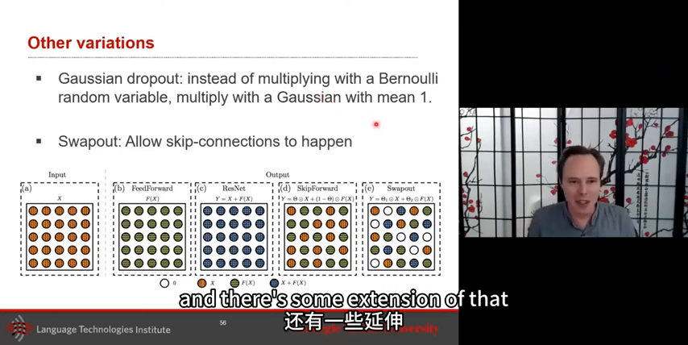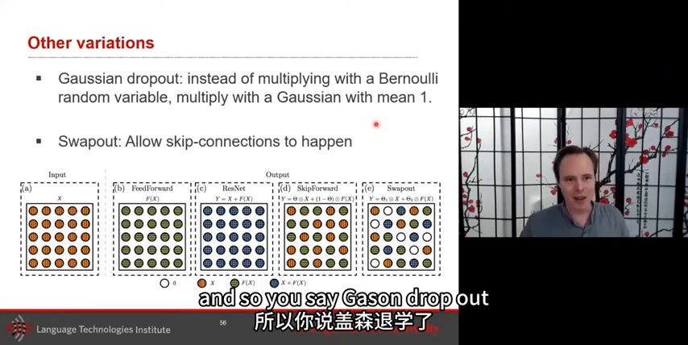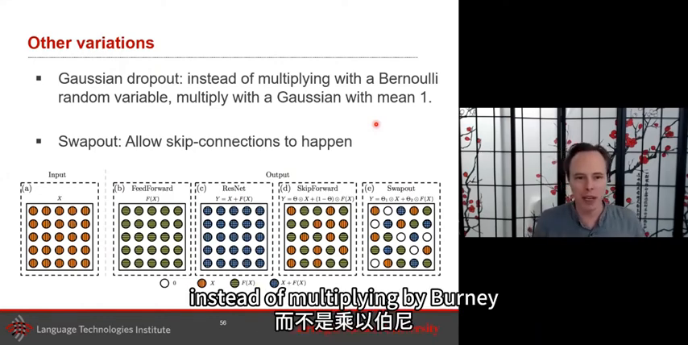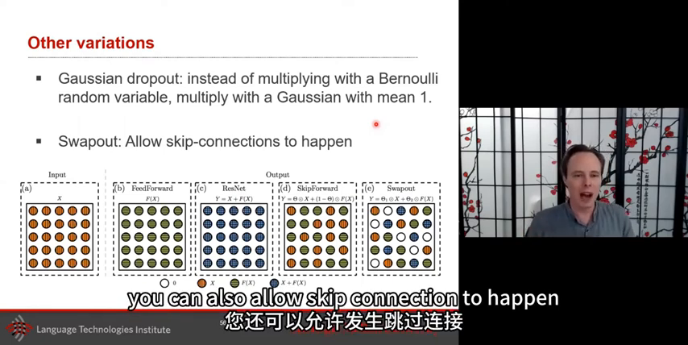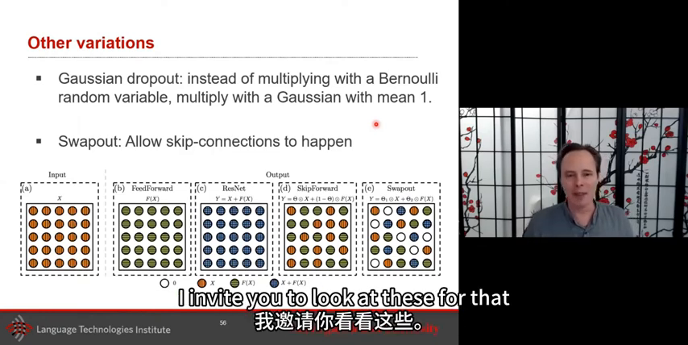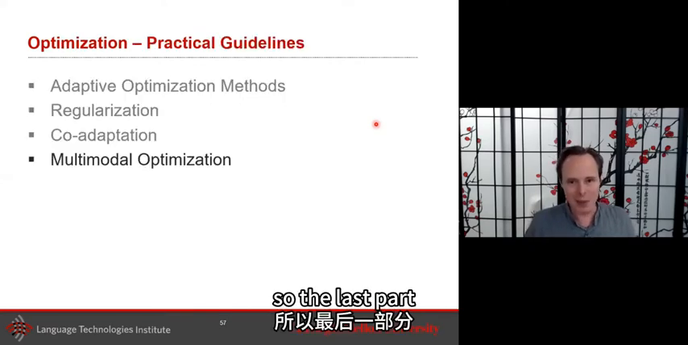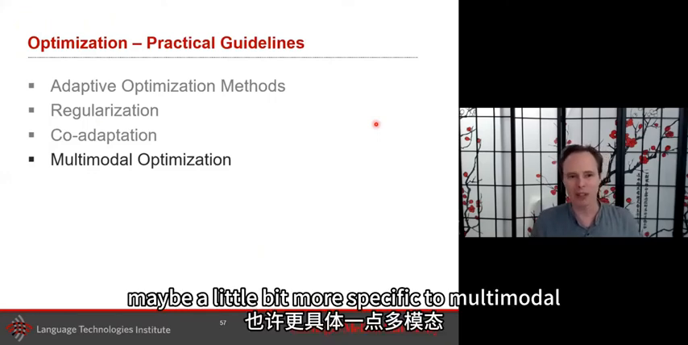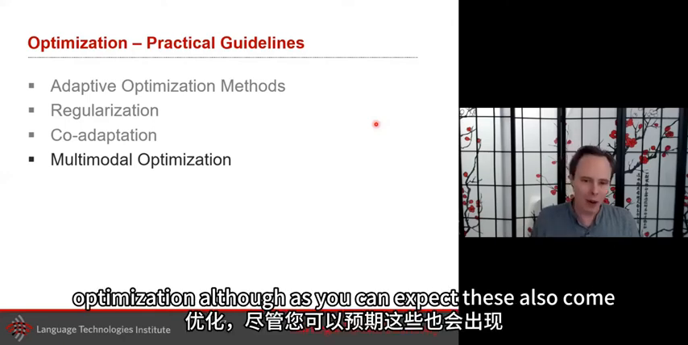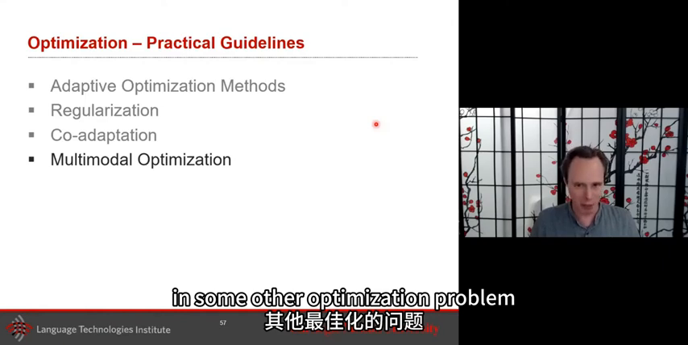And there are some extensions of that. For Gaussian dropout, instead of multiplying by Bernoulli, you multiply by a Gaussian with mean 1. You can also allow skip connections to happen. I invite you to look at these. So the last part I want to bring is maybe a little bit more specific to multimodal optimization, although as you can expect, these also come up in other optimization problems.